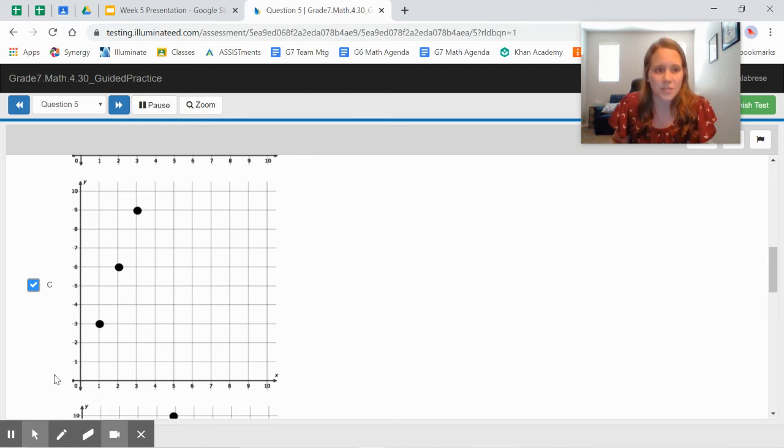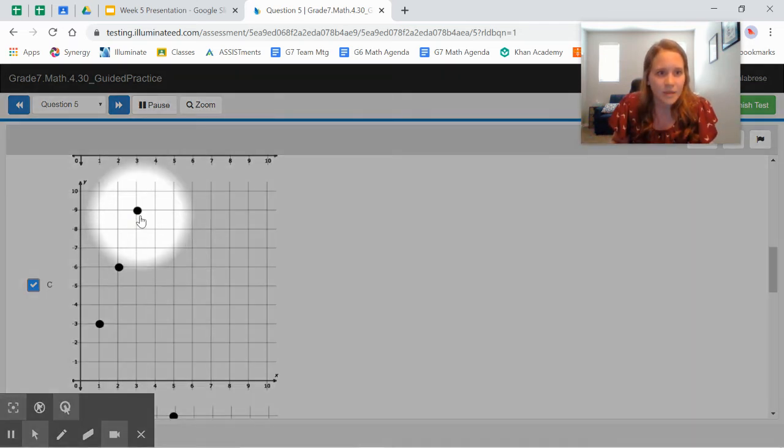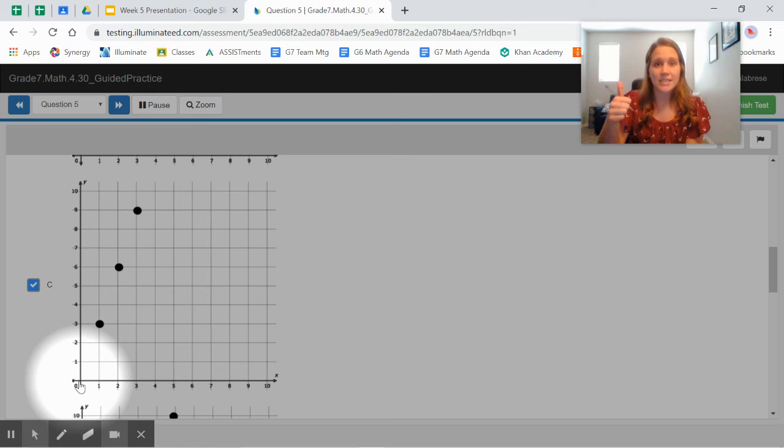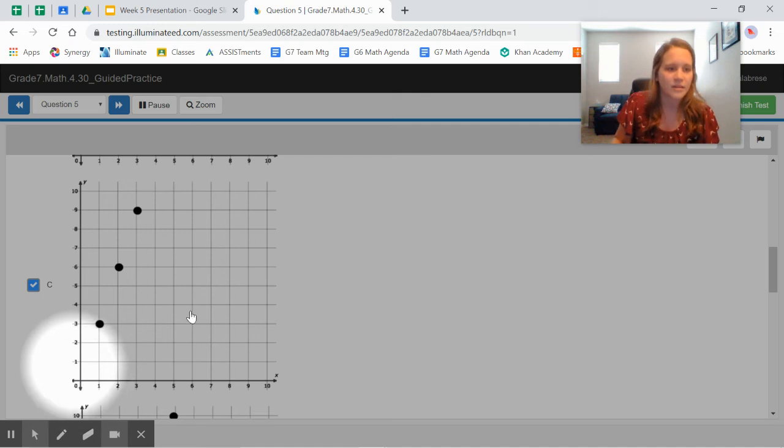So watch my mouse. If I start at this point and I go over 1 and down 3 boxes, then I'd have to do that same pattern over and over again. So over 1, down 3. Yep. Over 1, down 3, and look, I land on 0, 0. So yes, this is proportional. It's on track to include 0, 0, and it is straight. So next to C on your paper, go ahead and put proportional relationship. Cool, let's look at the next one.